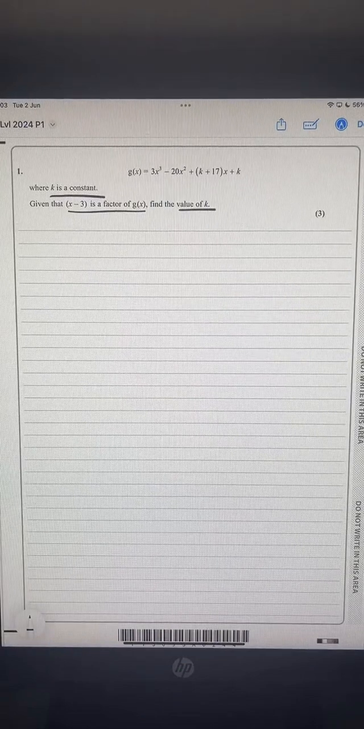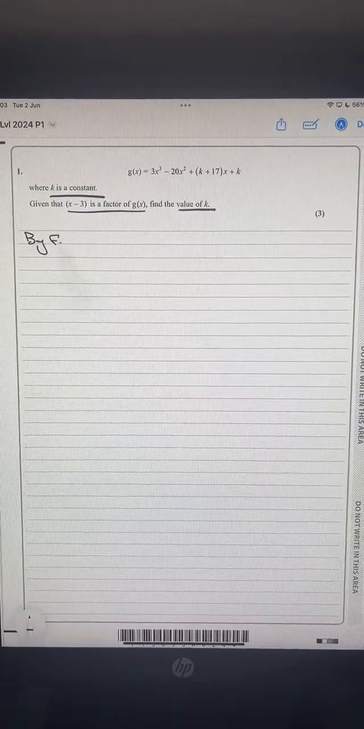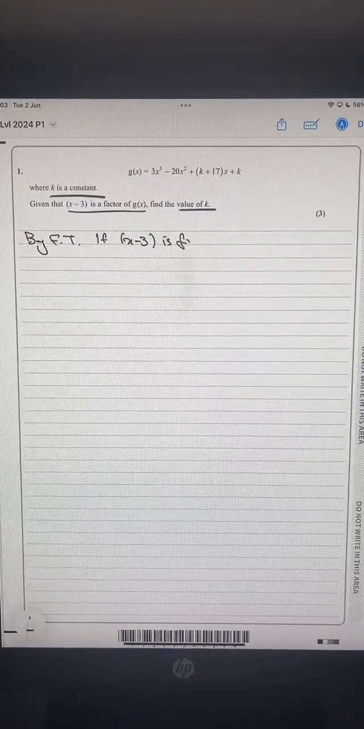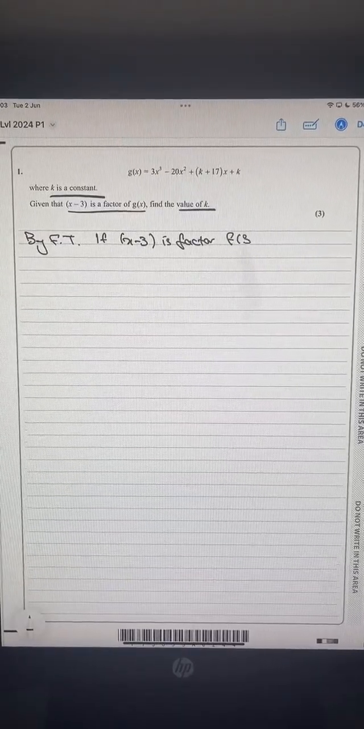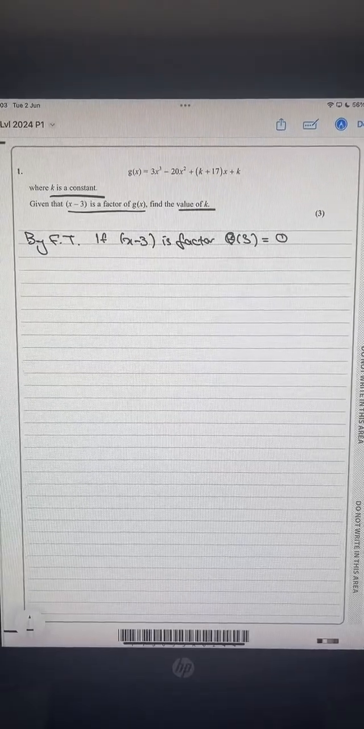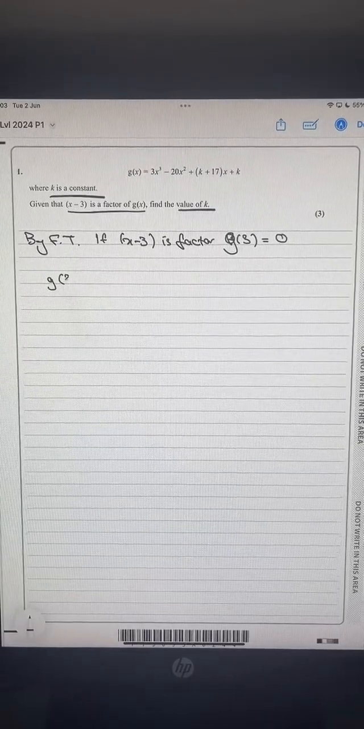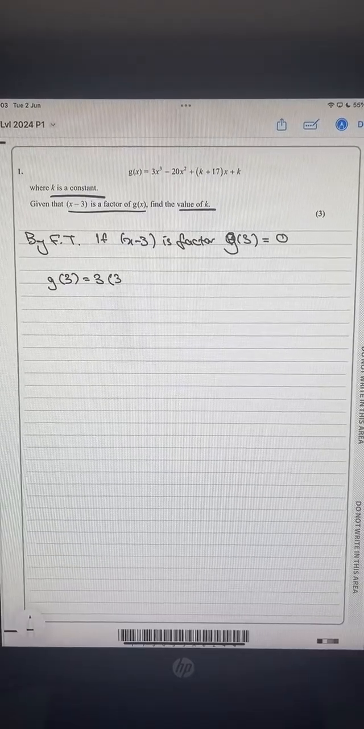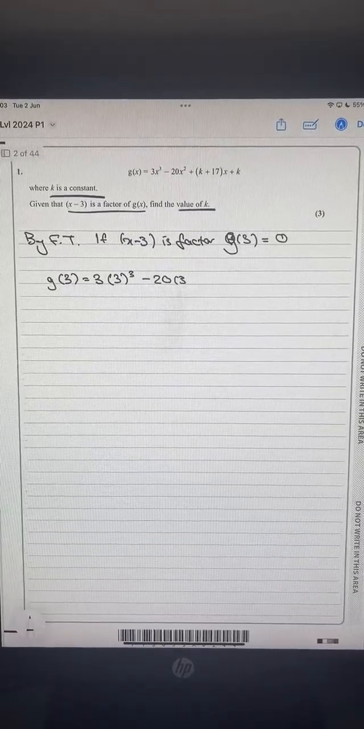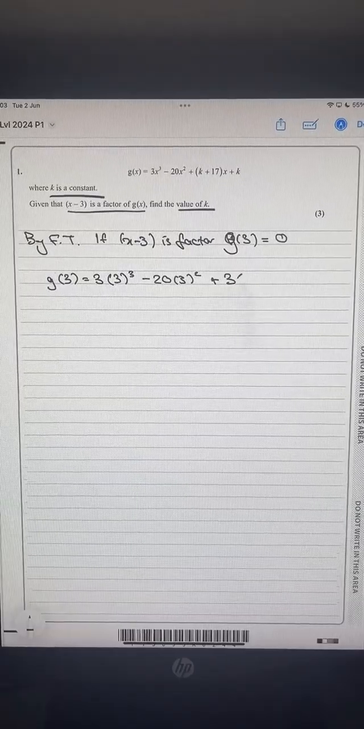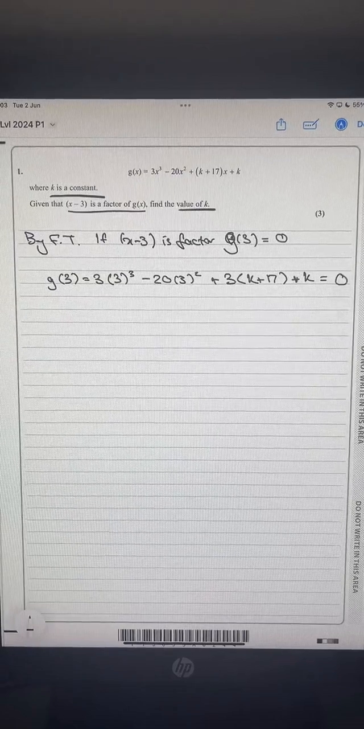So we see the word factor, we think of factor theorem. Exactly, make it equal to 0. So by the factor theorem, if x minus 3 is a factor, g of 3 is equal to 0. I like to write this out at the top just in case, it might be a mark. So g of 3 is equal to 3 times 3 cubed minus 20 times 3 squared plus 3 times k plus 17 plus k. And we know that's equal to 0 because it's a factor.